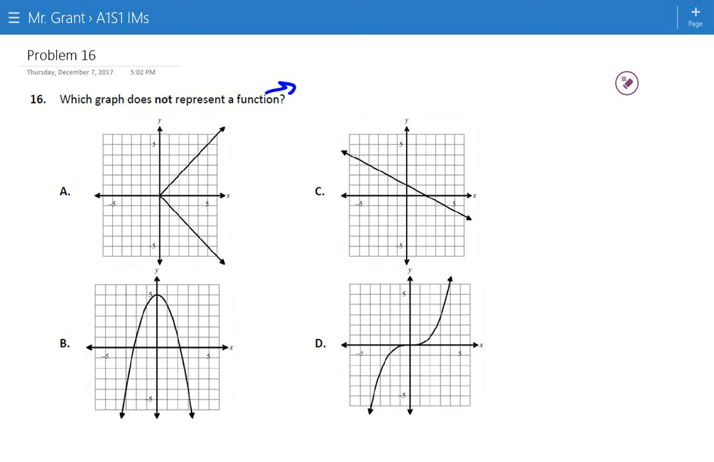And sometimes you'll see it like this. We input 2, and then it's outputted to 5 and 7. That's not okay. We can't have that happen. How does that show up on graphs? Well, let's take a peek through.